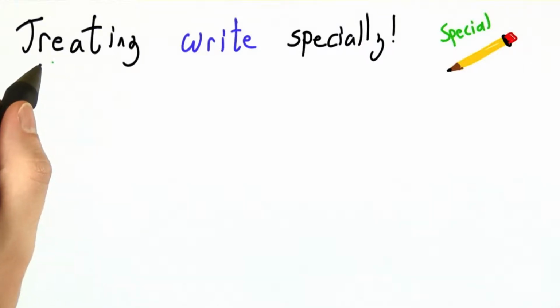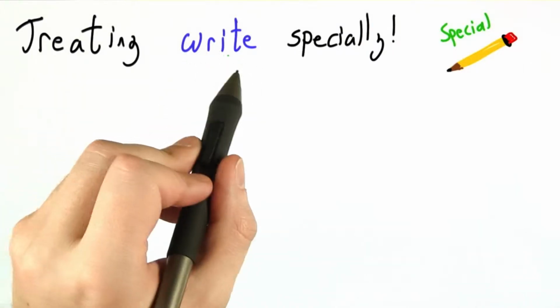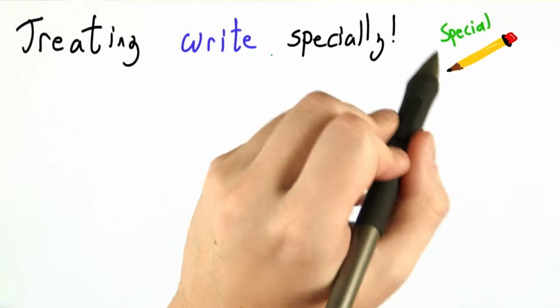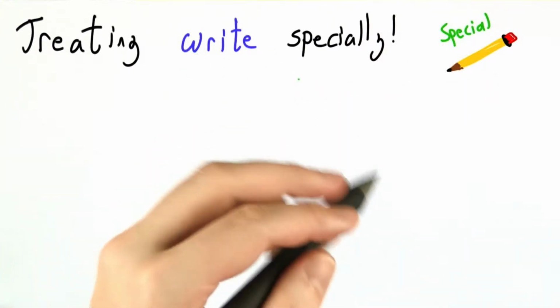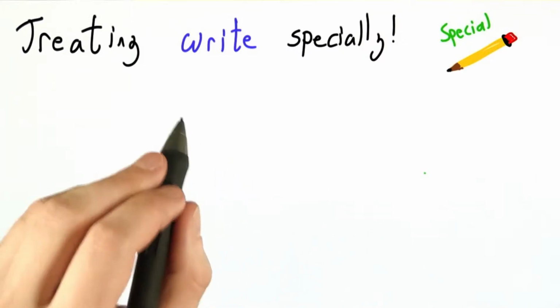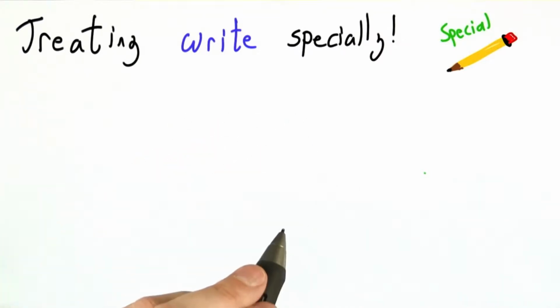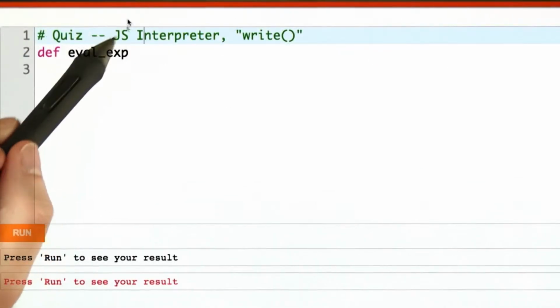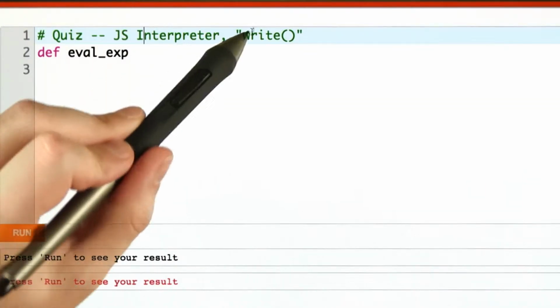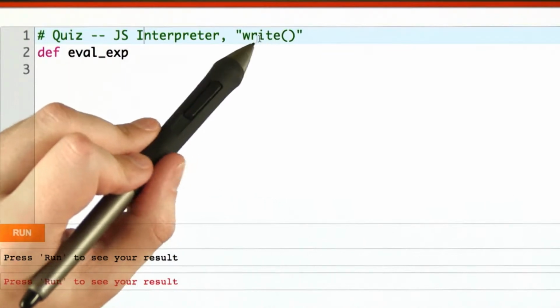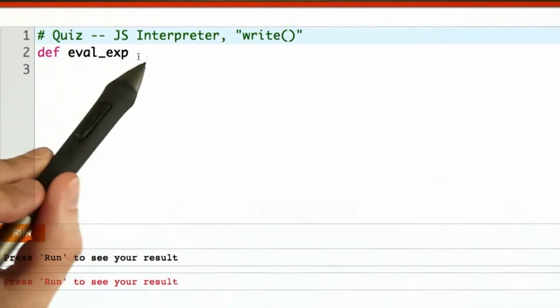Well, our previous approach only works if we treat calls to write specially, and we're careful to notice every call to write and append to this JavaScript output variable in the global environment. So let's work it out together. I'll do the first bit and you'll finish it off. We're going to go back to our JavaScript interpreter and finish up our handling of write, a special function call.